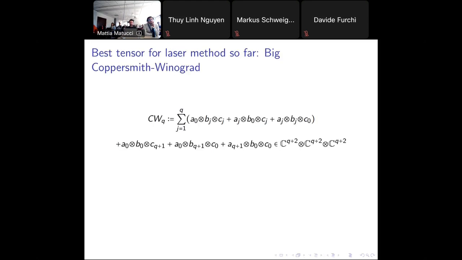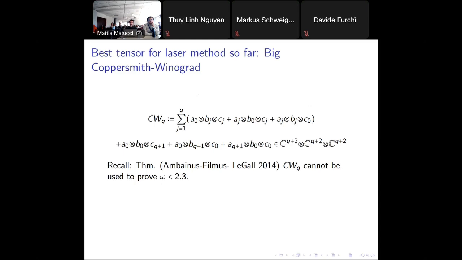Okay, so let me remind you, there's this laser method, and again, we have this world champion tensor. This top line looks like 3 different 1, 1, n matrix multiplications. The bottom line is a little mysterious, but I assure you this is the world champion since 1988. I remind you that it's subject to a limit. It's never going to prove the exponent is 2.3 in the laser method.